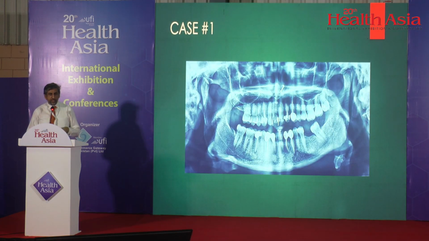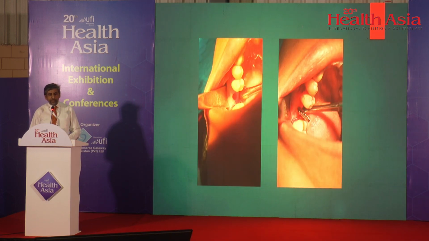Now this is the case. You can see there is a space in the lower left side of the 6, but the 7 is tilted. So you need to understand what anatomical structures are there. The inferior alveolar nerve is running down, and you need to understand the occlusion, how much crown you are going to place, and how much space you have in this patient once you are planning for the implant. The drill is being used for the implant.